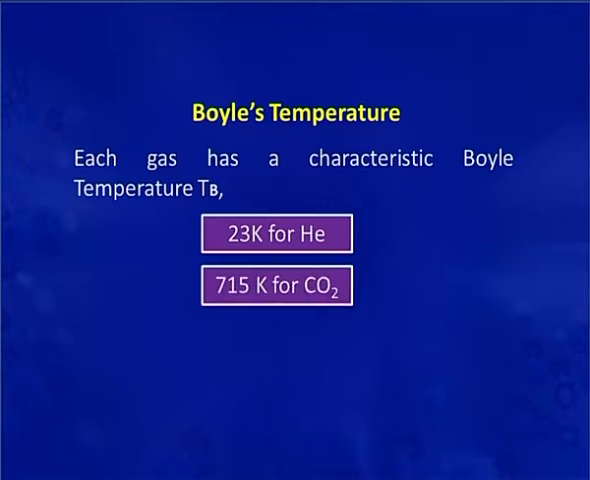For carbon dioxide, the value of Boyle's temperature is 715 Kelvin. At the Boyle temperature, the slope is 0 and the gas behaves perfectly over a wider range of conditions than at other temperatures. So now we will derive the Boyle's temperature here.